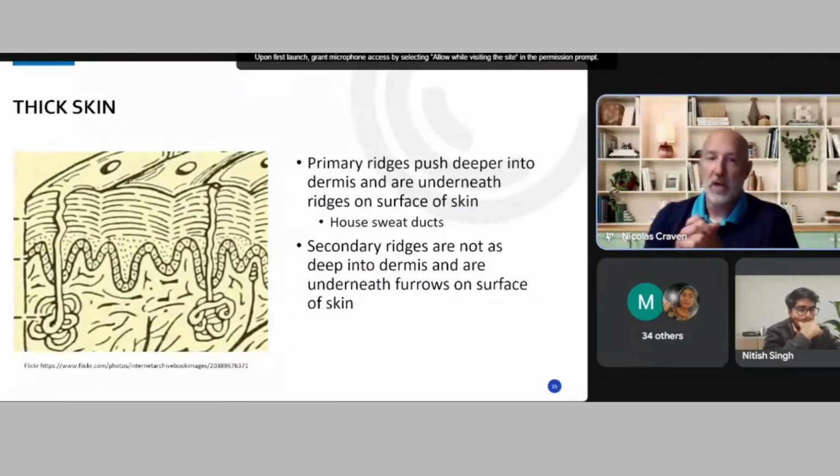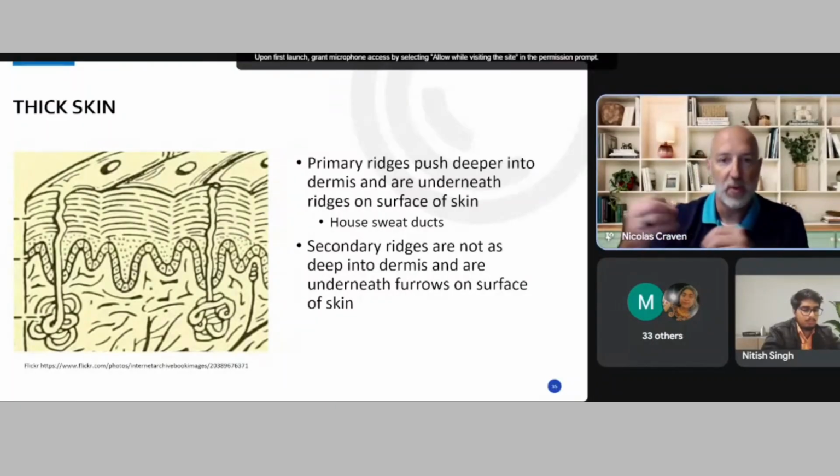And like we're talking about, the primary ridges go all the way down into the dermis, and they connect with sweat ducts and sweat glands down through there. And then the secondary ridges, not quite as deep as the primary ridges, but they do connect with the dermis, and they are beneath the furrows. So primary ridges go down the furthest into the dermis, and then they're below the ridges on the surface, and then secondary ridge formation is underneath the furrows.